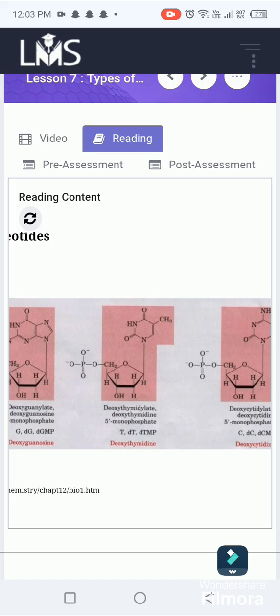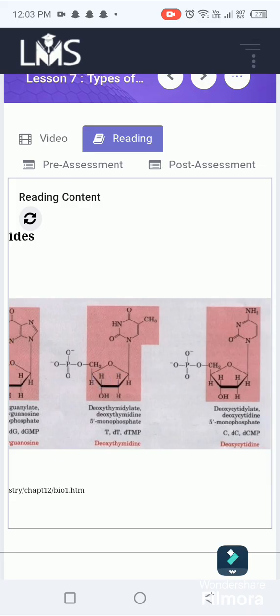And the last one is deoxycytidylate, deoxycytidine 5' monophosphate, dCMP, and its nucleoside is deoxycytidine.